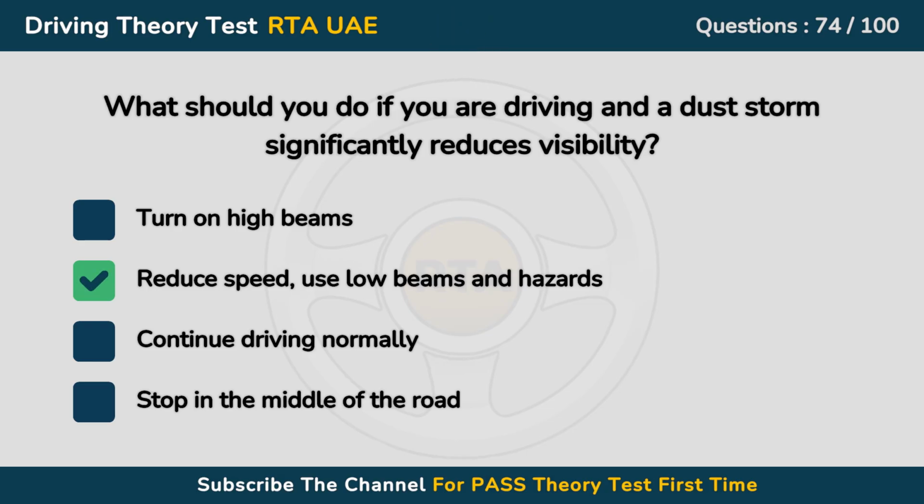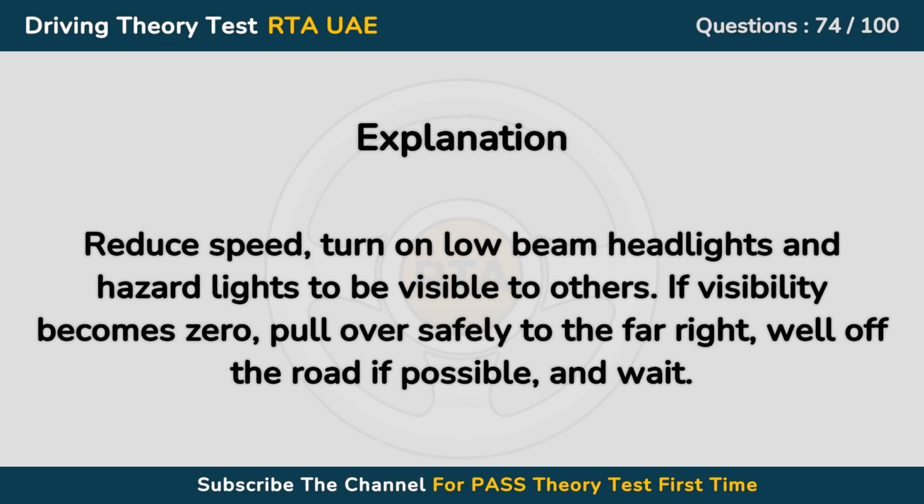Answer is B. Reduce speed, use low beams and hazards. Reduce speed, turn on low beam headlights and hazard lights to be visible to others. If visibility becomes zero, pull over safely to the far right, well off the road if possible, and wait.